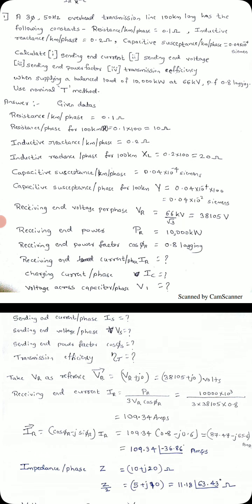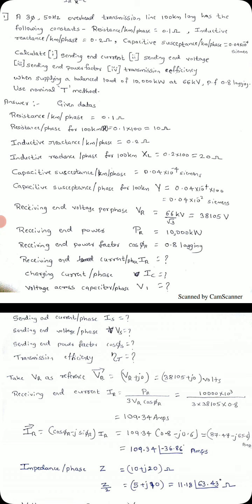Okay, now we will write down what are the things given. Anyhow, the per kilometer value is given. We have the total length as 100 km, so multiplying by 100 we will get the actual resistance, reactance and capacitance. Of all the values multiplied by 100, we get resistance is 10 ohms, reactance is 20 ohms, and the susceptance is 0.04 into 10 raised to minus 2 Siemens. The receiving end voltage is given as 66 kV 3 phase, divided by root 3 we will get 38,105 volts as the receiving end phase voltage.